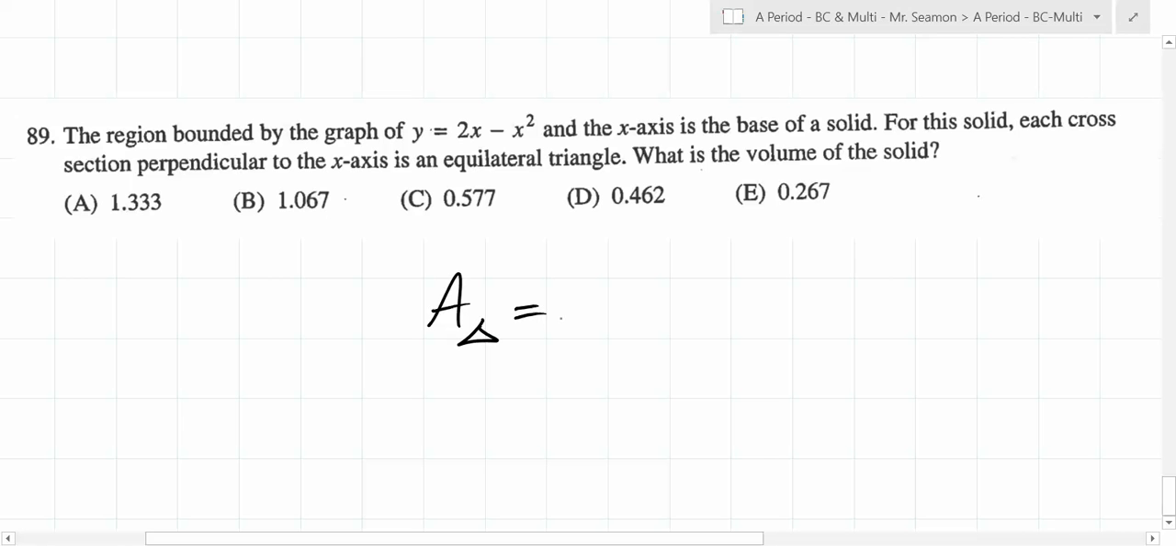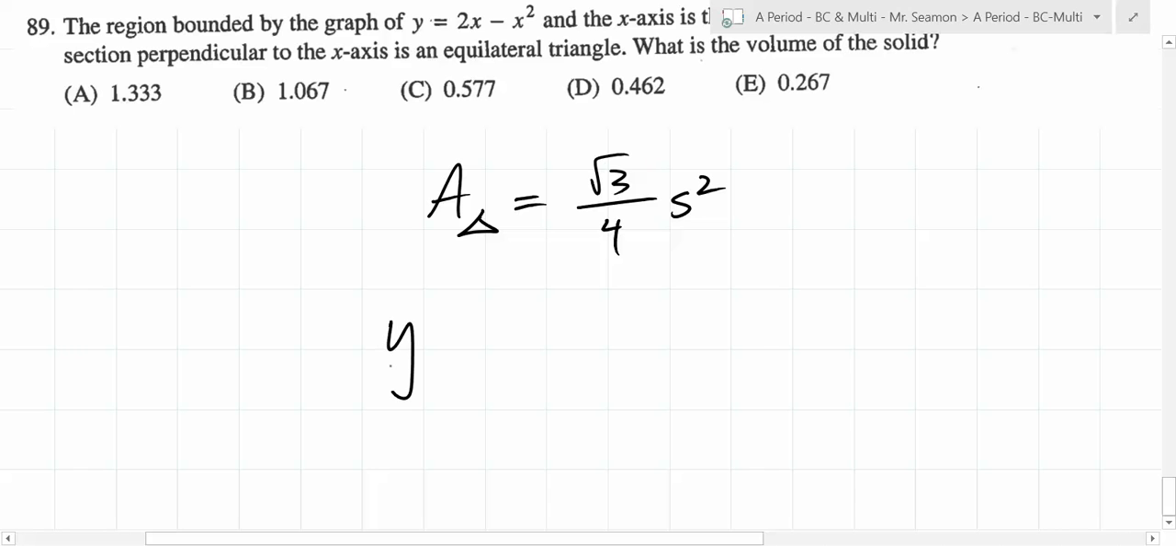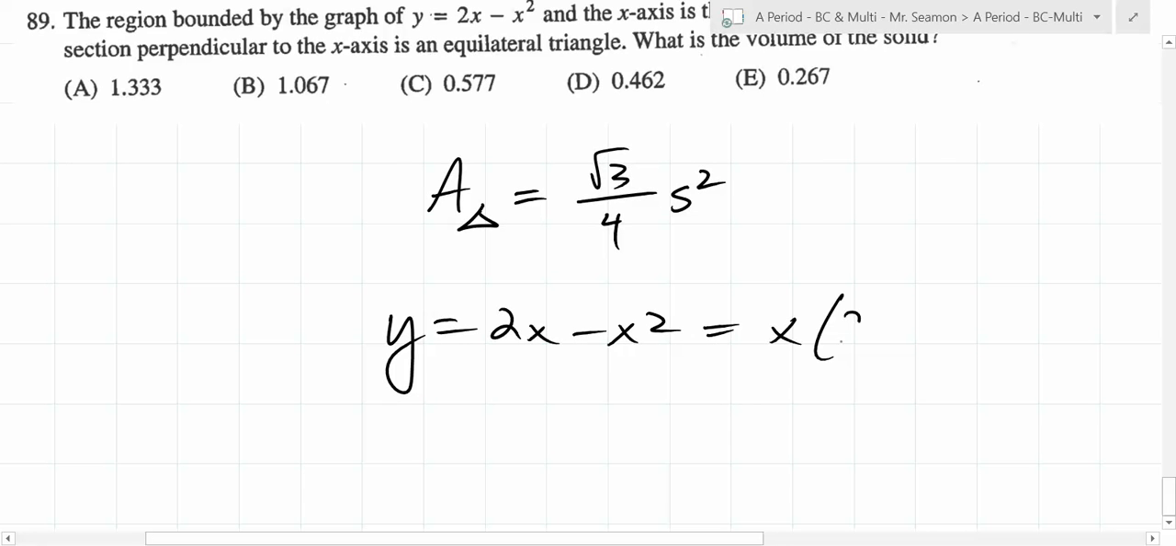The area of an equilateral triangle is what? Square root of 3 over 4 times side squared, right? Yes. That's the area of an equilateral triangle in terms of the side. You would have to determine that on your own if you didn't know this off the top of your head. So there's a base here. First of all, we have y equals 2x minus x squared. If you're going to graph this, it's a quadratic, right? It's x times 2 minus x, right?